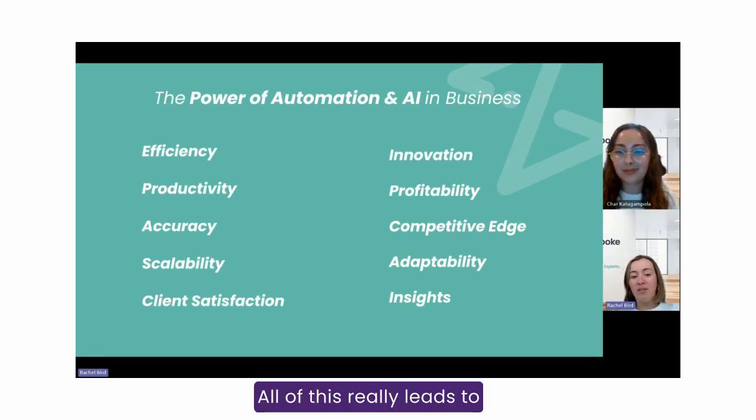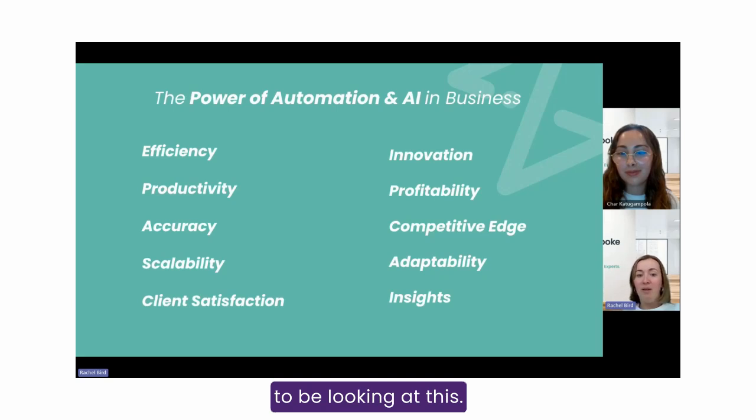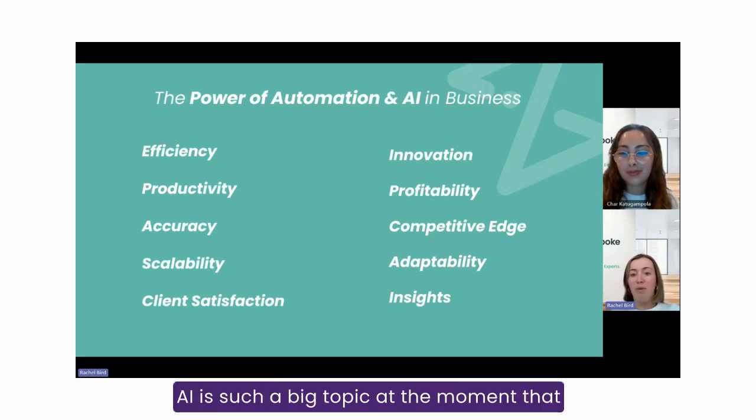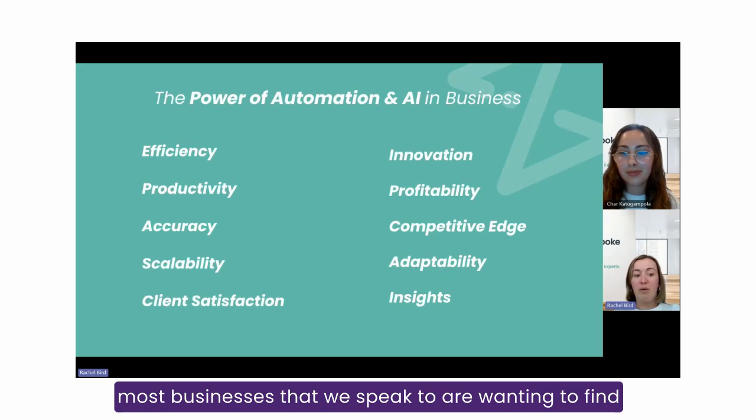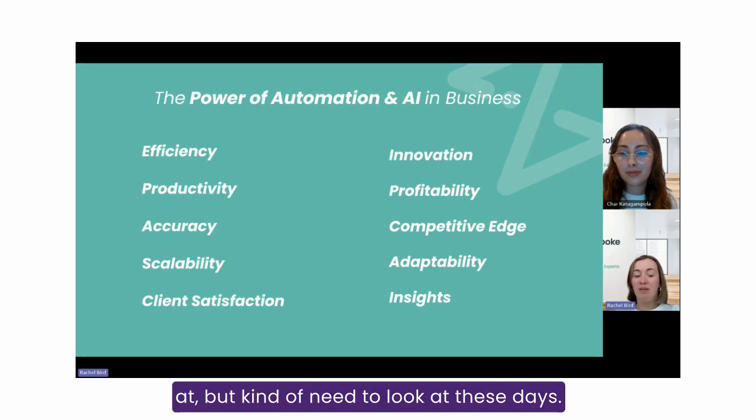And all of this really leads to that competitive edge as well. So your competitors are probably going to be looking at this. AI is such a big topic at the moment that most businesses that we speak to are wanting to find ways to bring automation and AI into their business. So if you don't, your competitors probably will be. So it's something that I think businesses not just should look at, but need to look at these days.